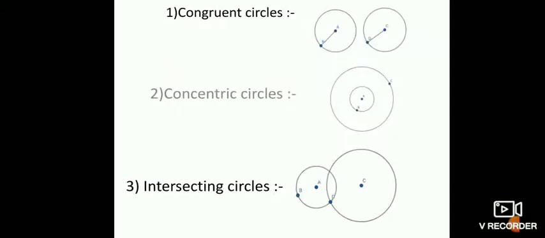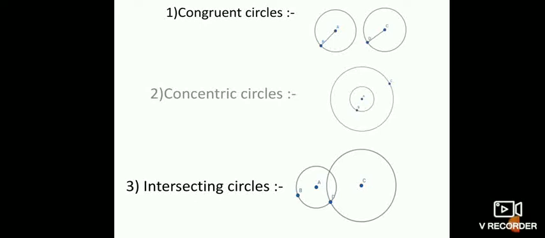Now, we have also already studied congruent circles. What is meant by congruent circles? Circles having equal radii are called congruent circles. In the given figure, the circles having centers E, A and E are congruent circles.